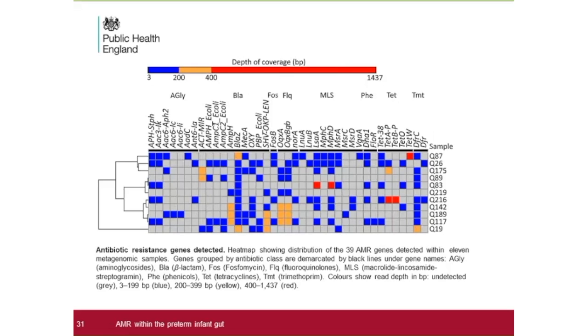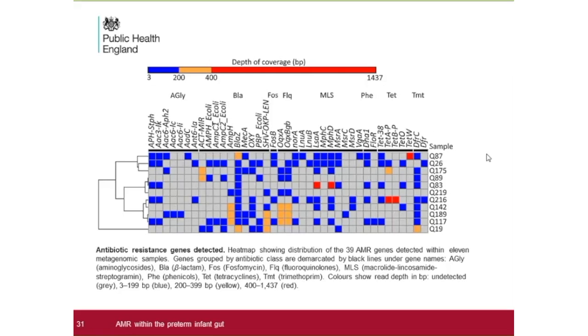And this is a heat map of these based on sequences. The ones in red are the ones with the highest confidence and abundance, and the ones in orange are the ones where we had sequences between 200 to 400 base pair that reflect each one of these antibiotic resistance inferring genes.